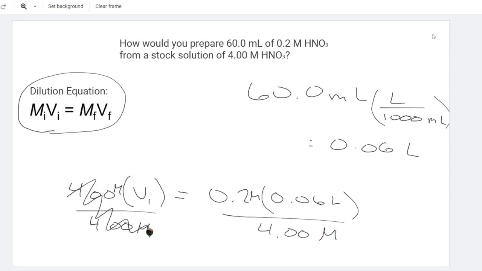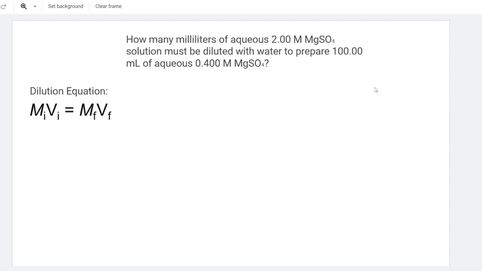Now we just have to plug this into our calculator. We get about 0.003 liters. Now that we've solved for our VI, we know that we need 0.003 liters or 3 milliliters of HNO3 to form our solution. Let's try another problem.